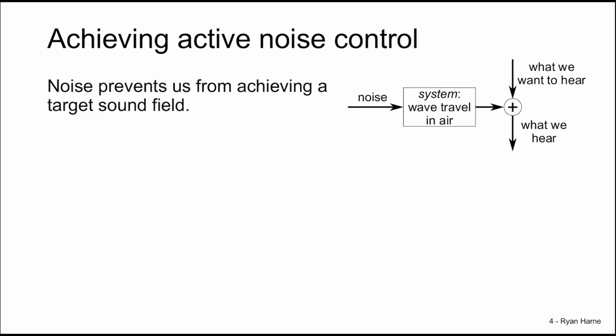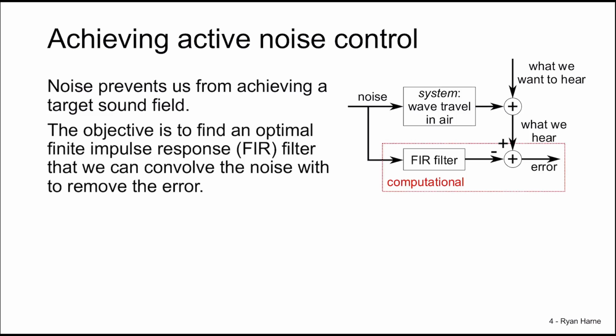So what is the fundamental construct of an active noise control algorithm? Well, the noise prevents us from achieving the target sound field, what we want to hear. So, we wish to find an optimal finite impulse response, or FIR, filter that we can convolve the noise with to remove the error. So here, for instance, we know the noise, we have a good reference measurement of it through our error sensor, and this is fed into the FIR filter, convolved, and then added up with what we actually hear to remove the error and recover what we want to hear.